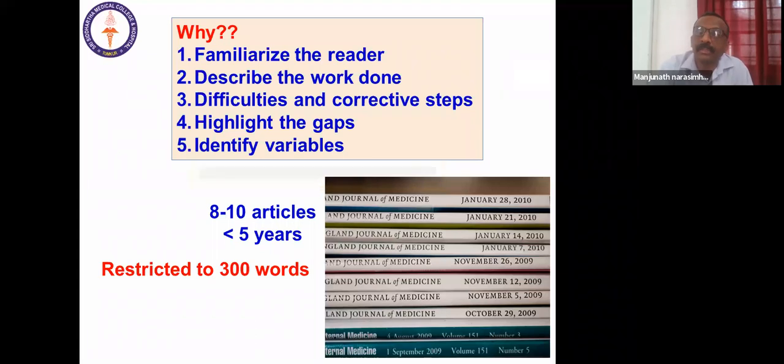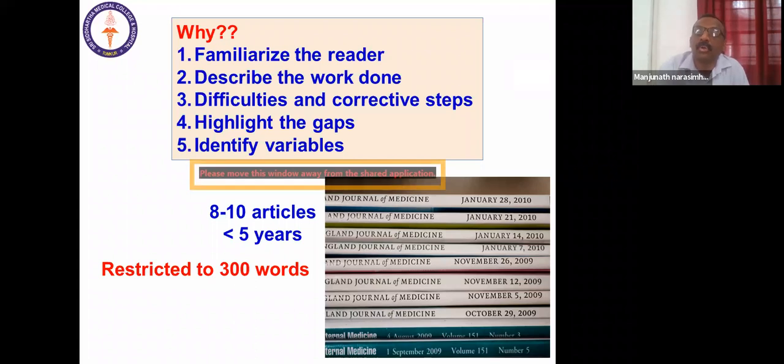Now, why this review of literature? It is required because it is going to familiarize the reader with what the previous researchers have done, the work they have done, the difficulties they faced when they did the research, and the corrective steps. All these things they would have mentioned in the articles which you are supposed to understand. In the end, they would also have explained the gaps, so you have to identify those gaps. They also would have identified some variables. You have to identify those variables, and along with those variables you are going to frame the objectives.